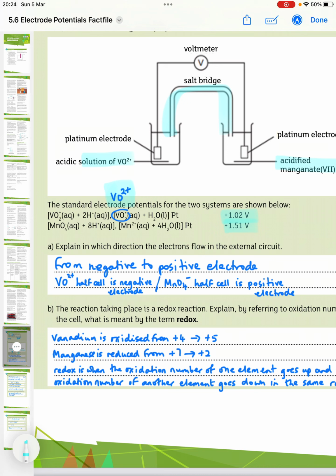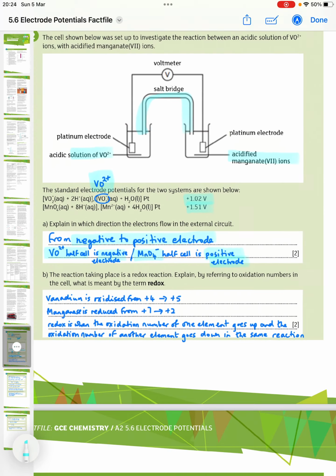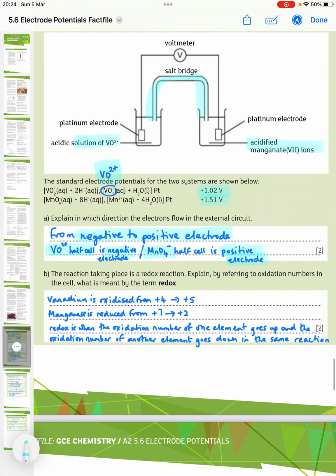So explain in which direction the electrons flow in the external circuit. Well, they flow from the negative to the positive electrode. And then you need to say for your other marks that the VO2+ half cell is the negative electrode, and the manganate, the MnO4 minus, is the positive electrode.